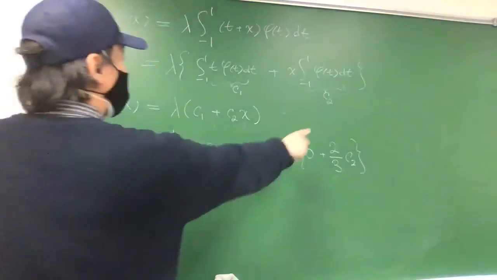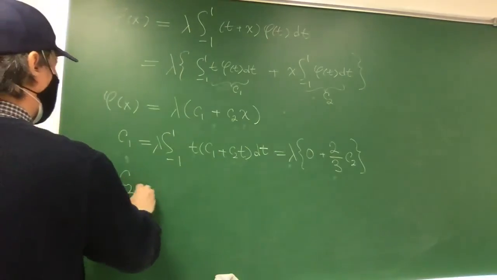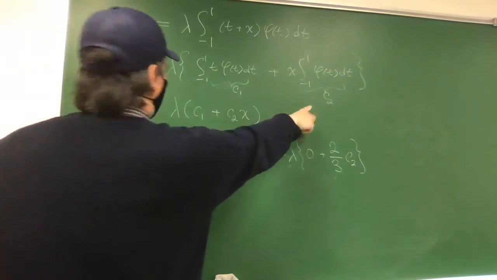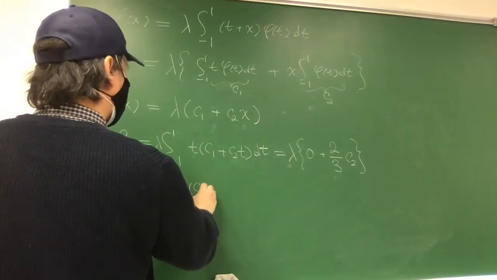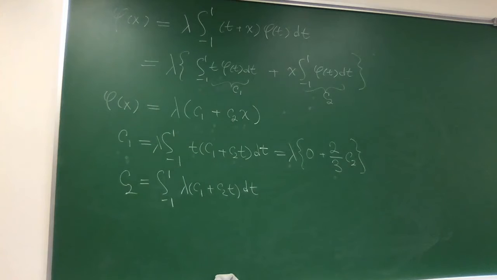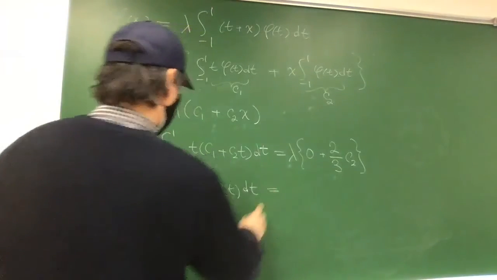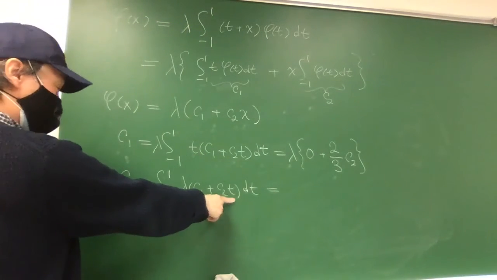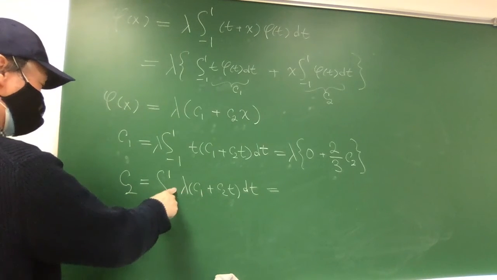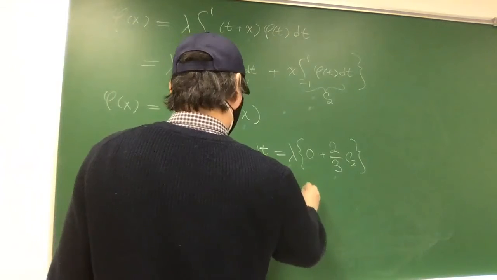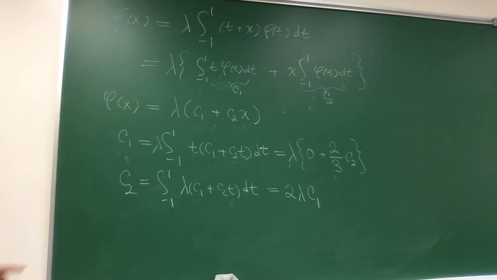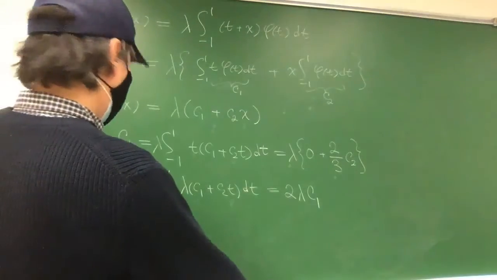Okay, and you do it for this one also. C sub 2 equals integrating minus 1 to 1, phi is given by this one, lambda C sub 1 plus C sub 2 t, times t dt. Now you know that for the second term, this is odd, this is even. This is even, it's just a constant, so it's just 2 times this one, 2 lambda C sub 1.